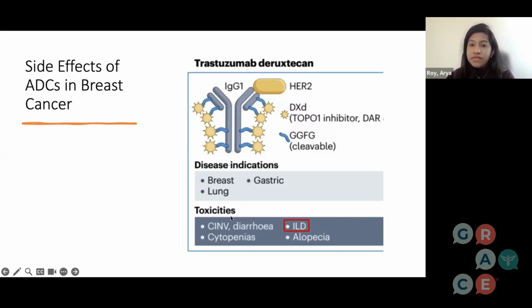The most common side effects from T-DXd are: it can cause diarrhea, it can cause decreased cell counts, or we call it cytopenia. Then it can cause chemotherapy-induced nausea and vomiting. It can cause hair loss. But most specifically, one of the serious side effects that can happen from T-DXd is ILD, or interstitial lung disease.